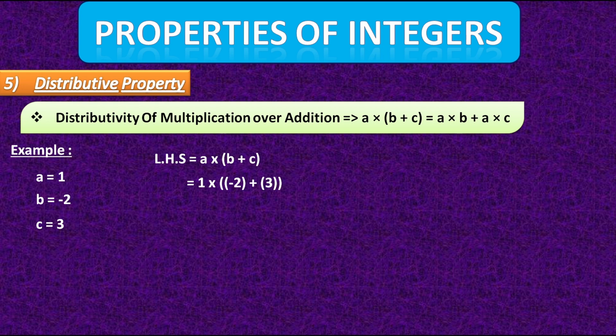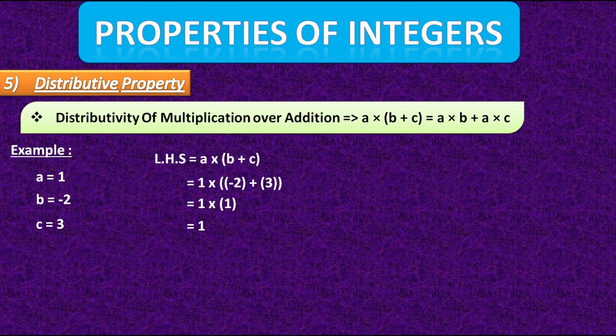Inside the bracket we have addition, so first we have to solve the bracket. Here we have both numbers with different signs, which means we have to subtract. 3 minus 2 is equal to 1 with plus sign. Why plus sign? Because 3 is greater here. Therefore, I'll get the answer as 1 into 1. Okay, 1 ones are 1.